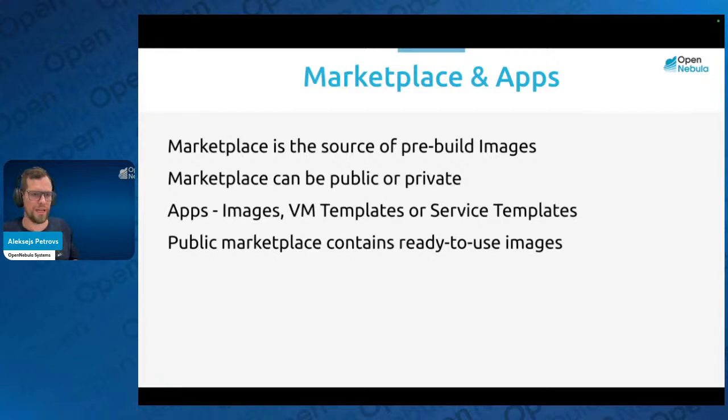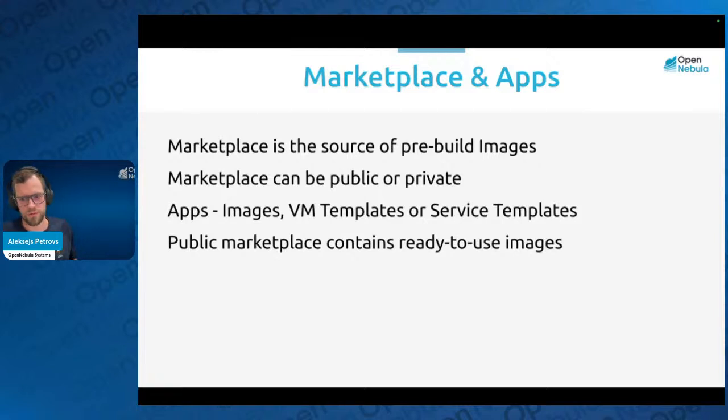And here is why we have Marketplace. So Marketplace is a source of pre-built images, if we can say it like that. It can be public or private, right? So Marketplace is some kind of a repository, so treat it as the repository. And we are hosting our own public repository that contains basically ready to use, ready to run virtual machine images that you can just instantiate in a single click, and that are pre-configured to also work on OpenNebula, so ready to use, ready to go.